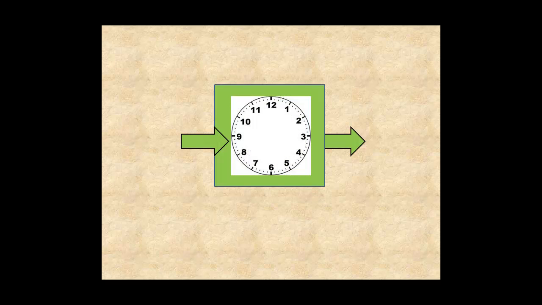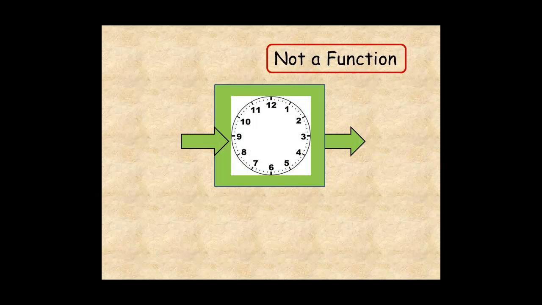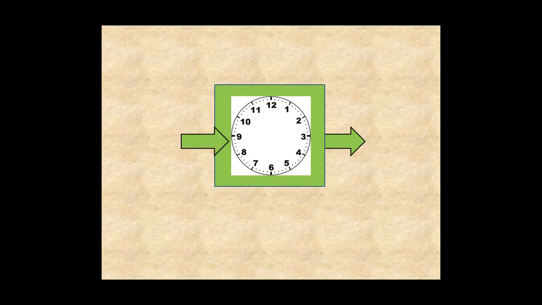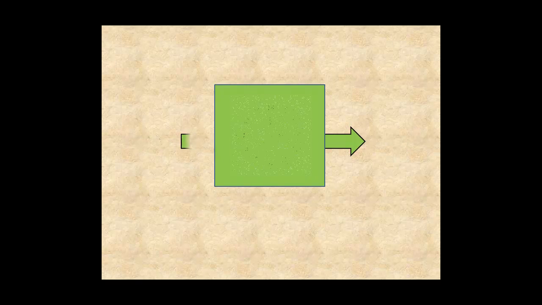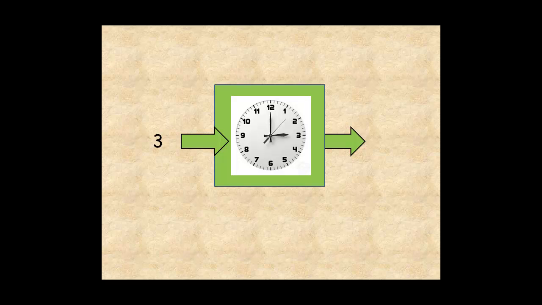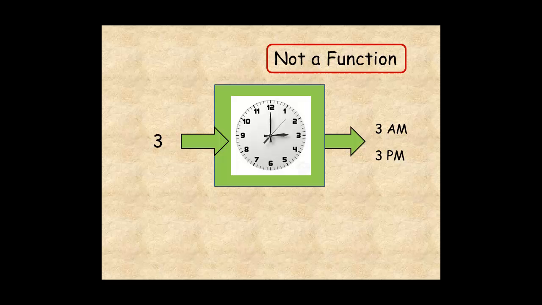The face of a clock is an example of a relation that is not a function. The face of a clock defines a relationship between a number and the time of day. For example, if the face of the clock reads 3, then the time of day is 3 o'clock. However, it could be 3 o'clock in the morning or 3 o'clock in the afternoon. Whenever one input is related to more than one output, the relation is not a function.